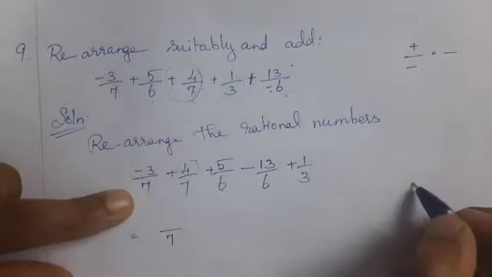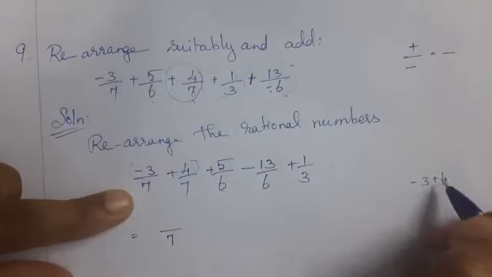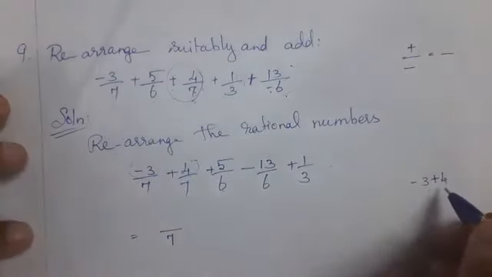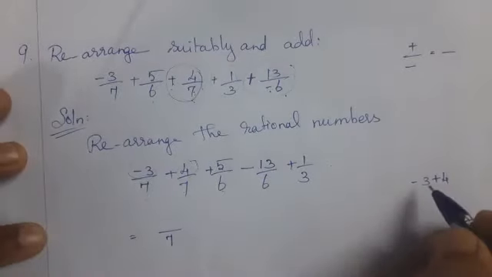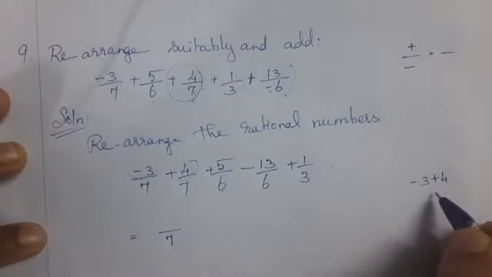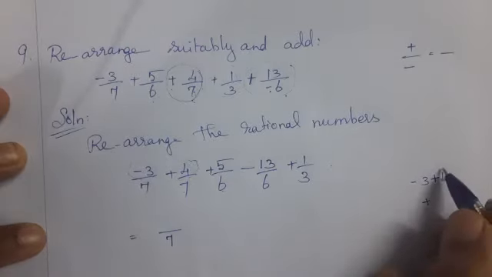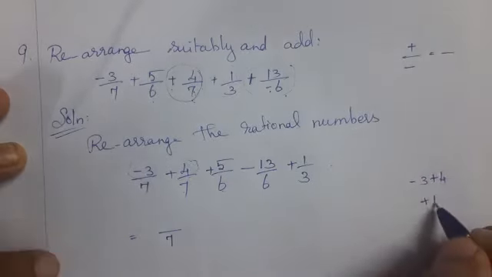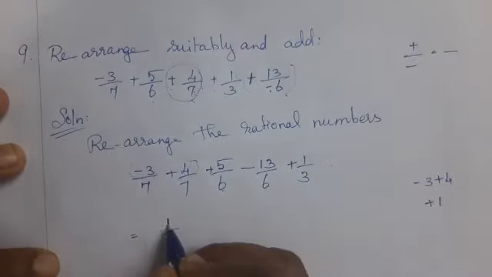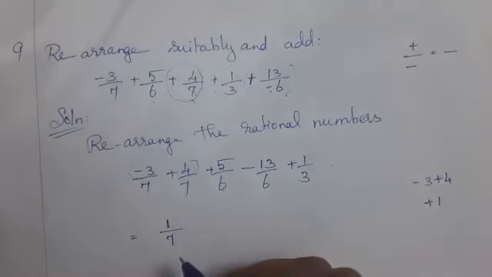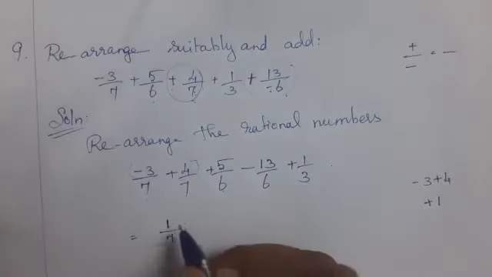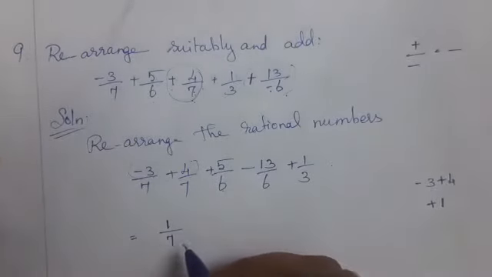What do you have? Minus 3 plus 4. If the signs are different, what do you have to do? Yes, write the biggest number's sign and subtract the numbers. 4 minus 3 is 1. Therefore, the answer here is 1. Plus 1 means 1. For the first term, you can leave the sign if the sign is positive.